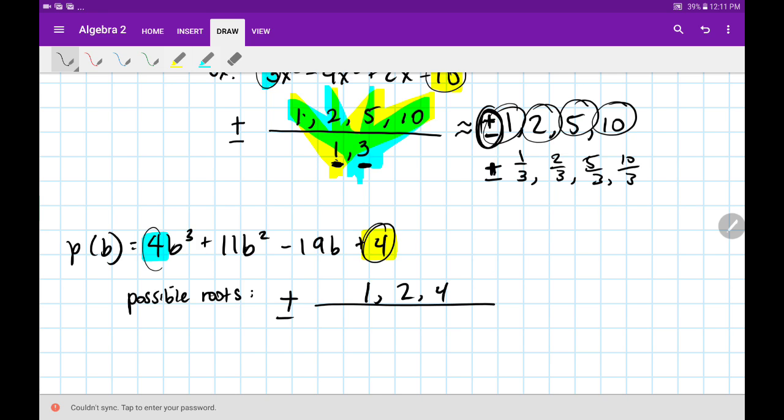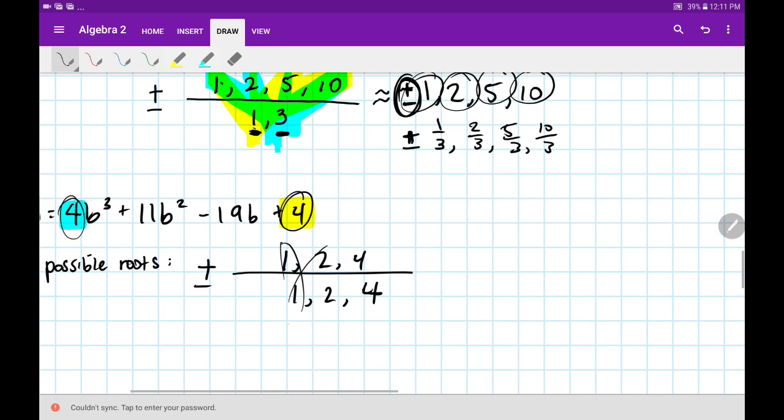And in my denominator, all the factors of 4 are also 1, 2, and 4. Now, I got to actually try all the combinations, just like we showed in the notes. So let's try it. Let's first start using 1 as our denominator. So that means we have plus or minus 1 over 1 is 1, 2 over 1 is 2, and 4 over 1 is 4.